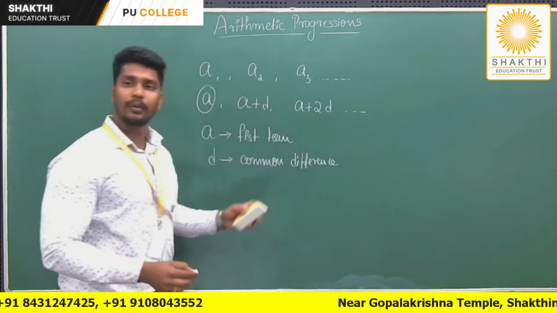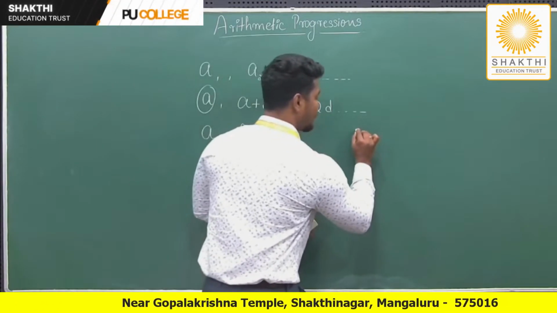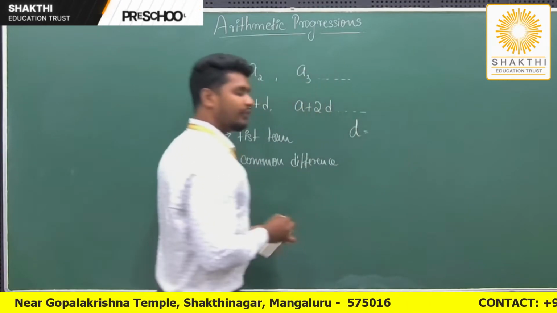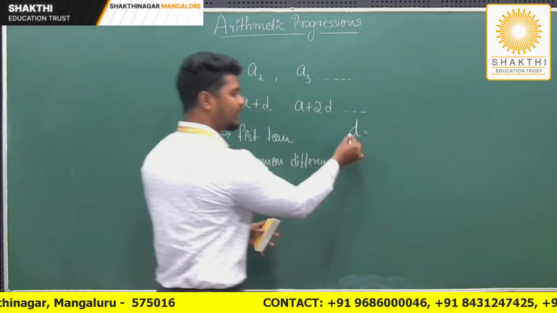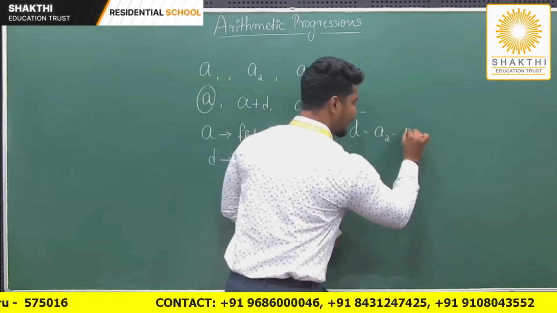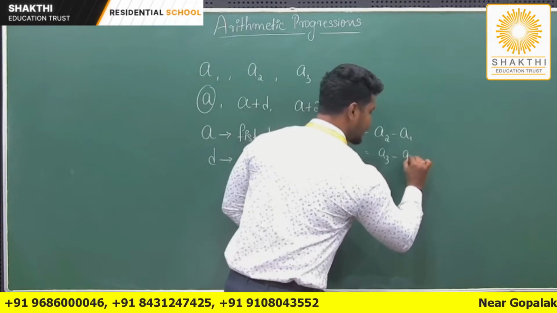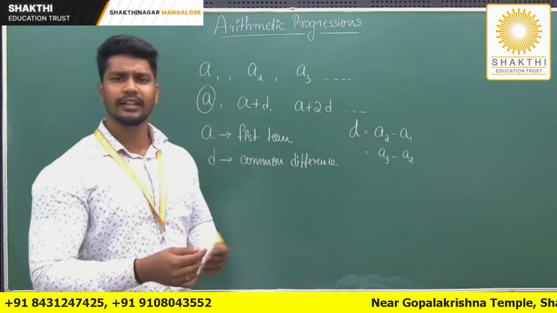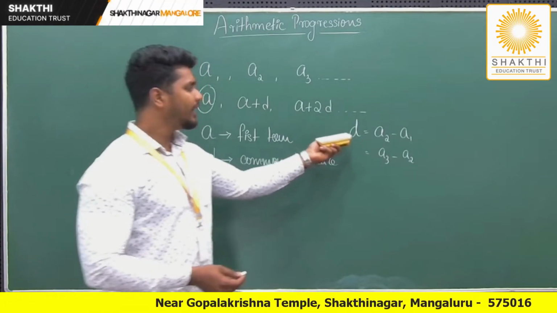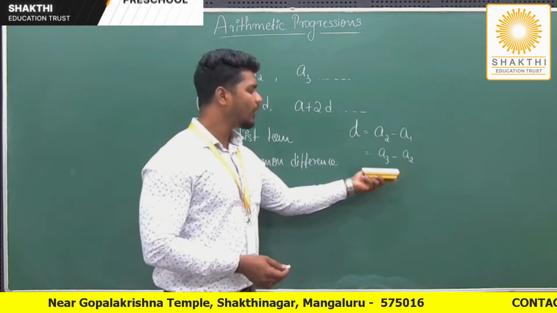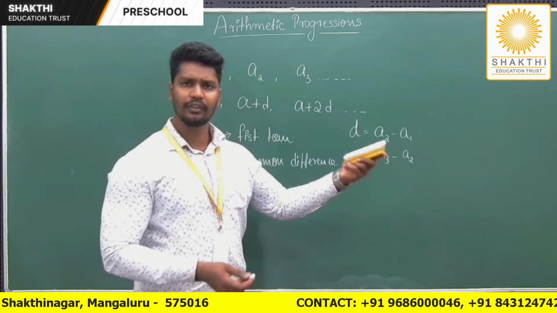Now, finding the common difference whenever the arithmetic progression is given. If the progression is given in the form of A1, A2, A3 and so on, we find the common difference D as A2 minus A1, which can also be found as A3 minus A2. It is just the difference between the consecutive terms of an arithmetic progression, which is called the common difference. We have D is equal to A2 minus A1 or A3 minus A2. I can go with A4 minus A3 also whenever we have to find the common difference.